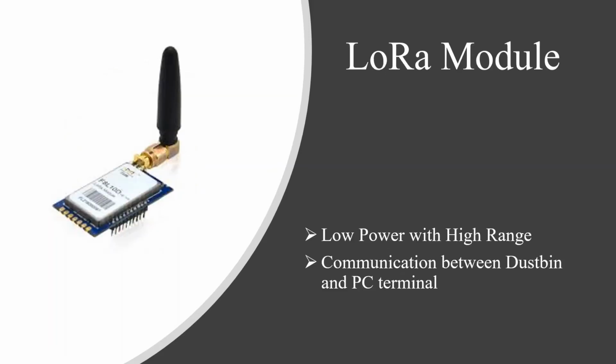Now the third module we have is the LoRa module, which is used for communication between the dustbin and the PC terminal. Now we use the LoRa module, of course, because it's low power with a high range, and when the dustbin is completely filled and needs to be cleared, the LoRa module sends a signal to the PC terminal for the trash to be collected and be emptied so that it can be used.